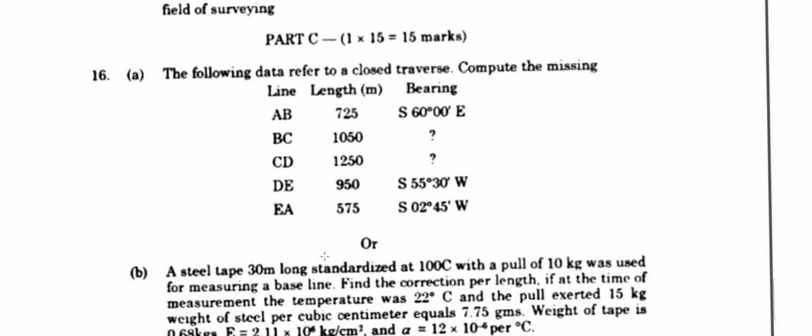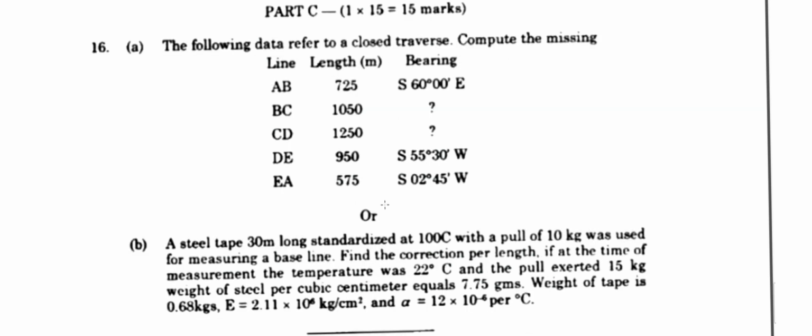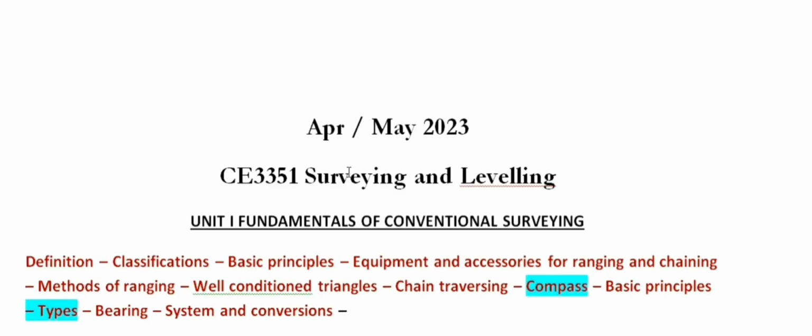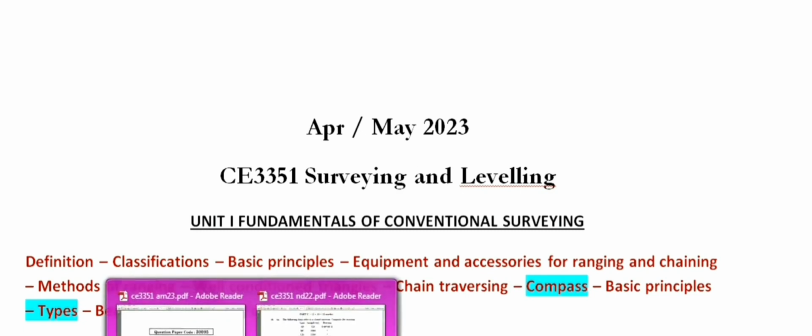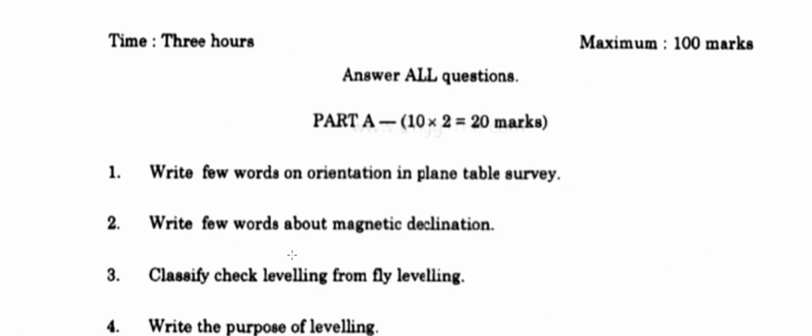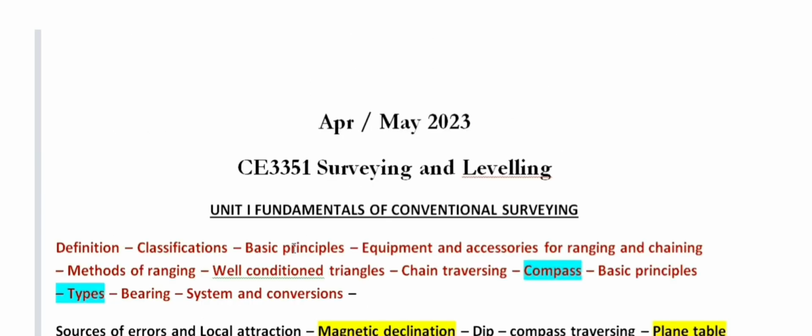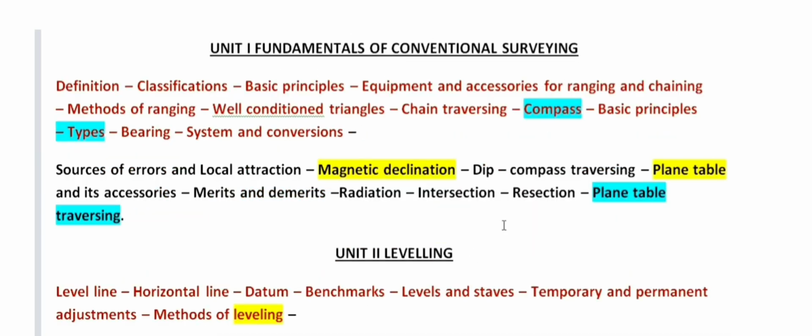Coming to part C. 16A is from unit 1, it seems. They have asked bearing, and the other option I'm not sure about. Now let's see the April-May 2023 question paper. The first and second questions from part A are plane table survey and magnetic declination.